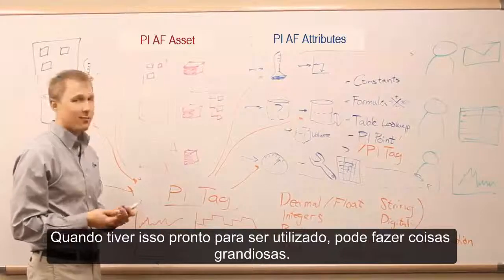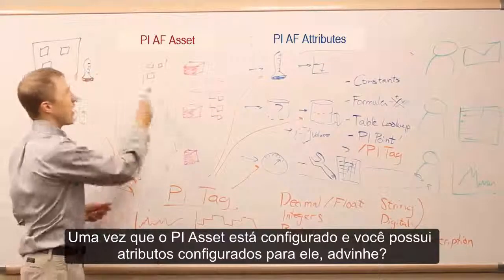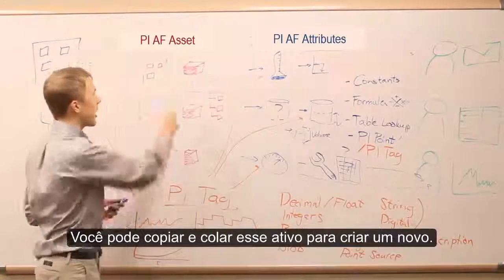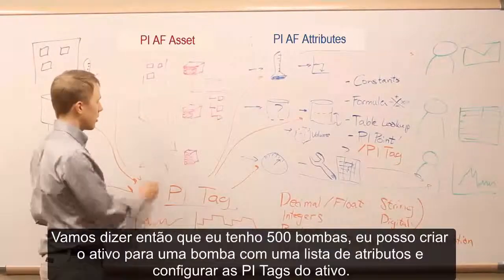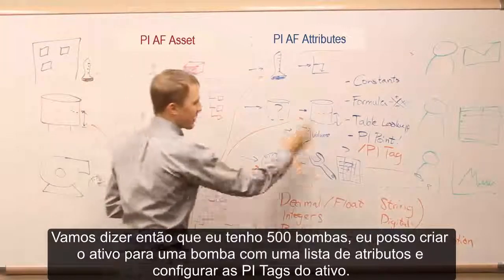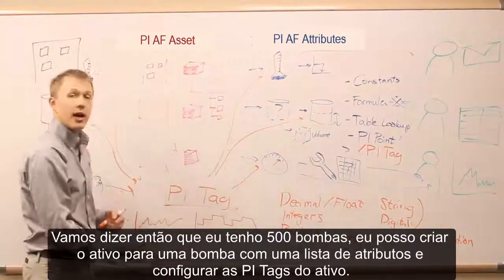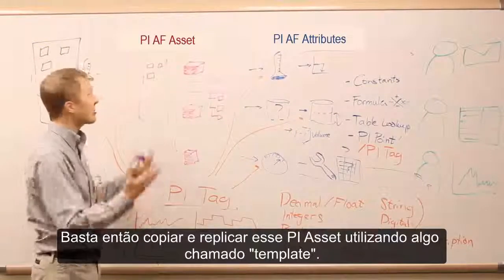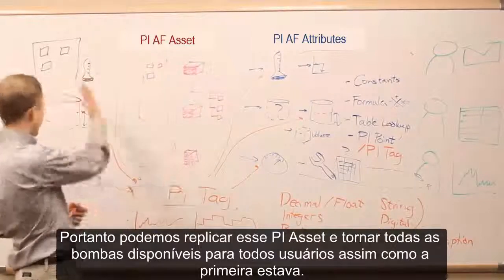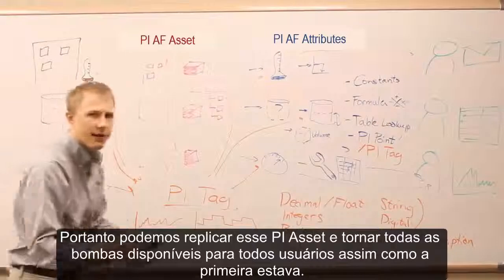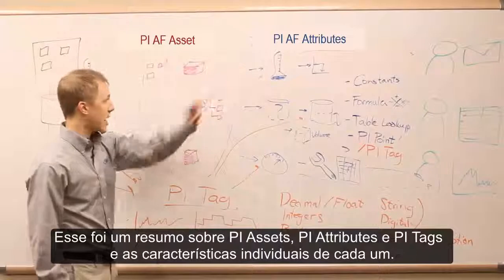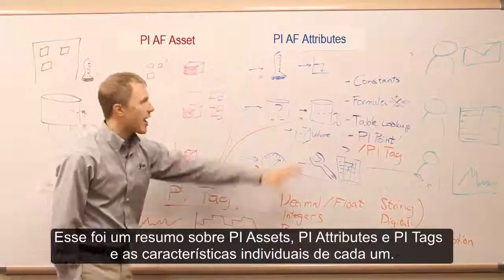Now, once you have this set up, you can go places. Once you have a PI asset configured and you have attributes configured for it, guess what? You can just copy and paste that asset to create another one. So, say I own 500 pumps. Well, I can create just one pump asset with a set of attributes and a set of PI tags for it, and then just copy and replicate that PI asset using something called a template. But we replicate that PI asset, and now we can make all of our pumps available to all of our users very easily, just like we could with the first one. So that's an overview of the basics of PI assets, PI attributes, and PI tags, and their attributes and what describes them.